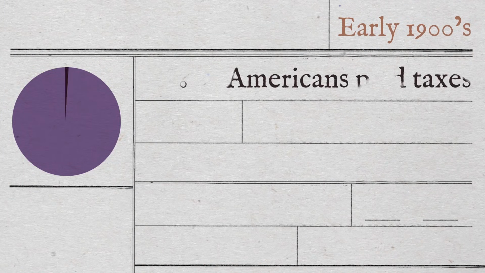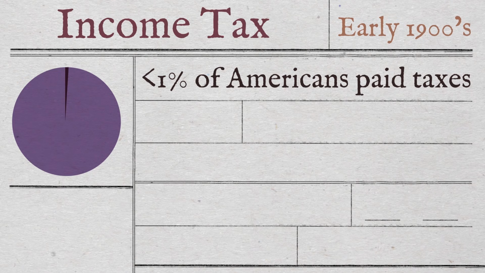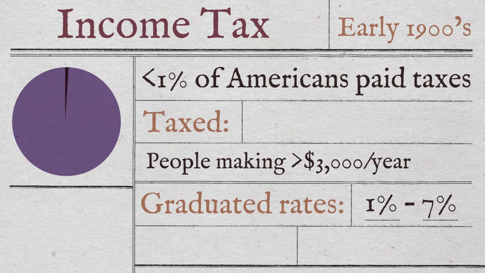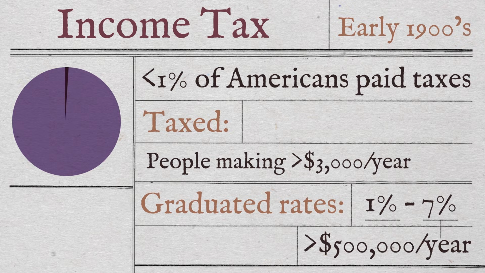Less than 1% of Americans ended up having to fork over any money in those early income tax days because of generous exemptions and the fact that it was only intended to tax people making over $3,000 a year. And the graduated rate started at 1% of income and was as high as 7% for those with an annual income over $500,000. But comparatively speaking, that's still pretty low.